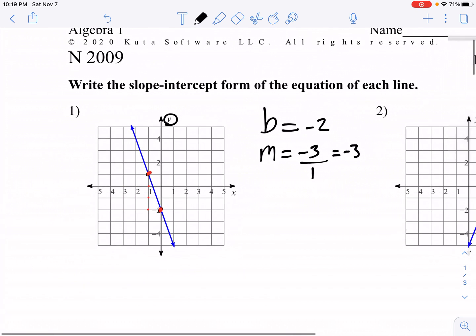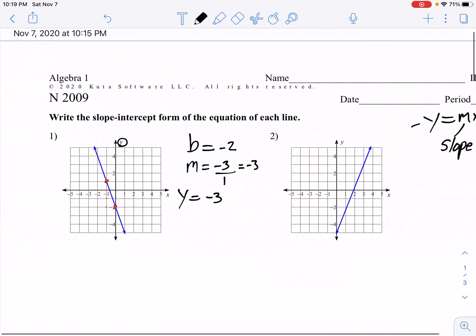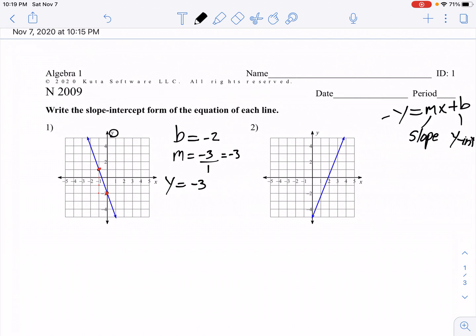So writing the equation for this guy, we'd have y equals a -3. That's our m. Then notice the next part of the equation is x, so it'd be -3x plus b. In this case, b is -2. Now, could you put plus a -2? Yes, but it's not necessary. All we really need to do is put -2, okay? So keep that sign. So we get y equals -3x minus 2. It crossed at a -2.